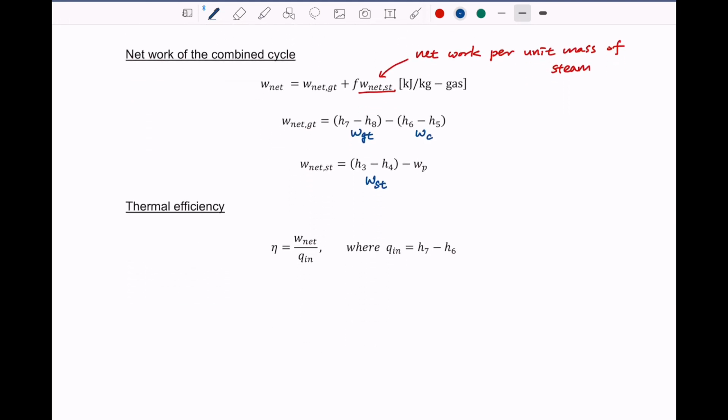Also, we can calculate the thermal efficiency, okay, which is defined as net work divided by Q in. And Q in can be calculated by H7 minus H6. That is the amount of heat addition in the gas turbine. And we just fully use that to even generate power in the steam turbine as well.